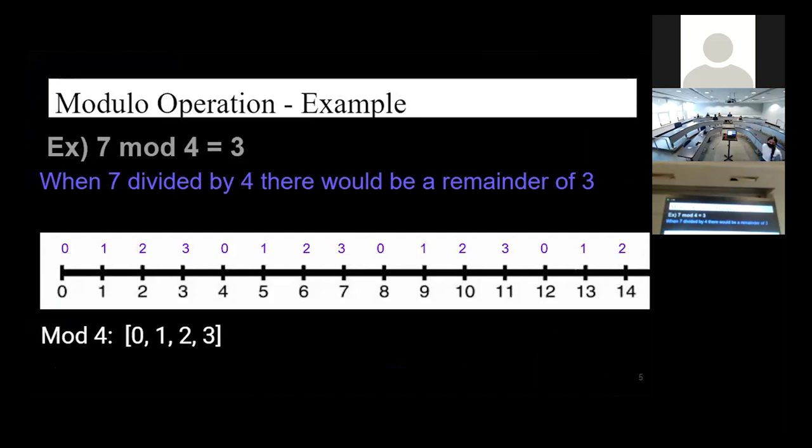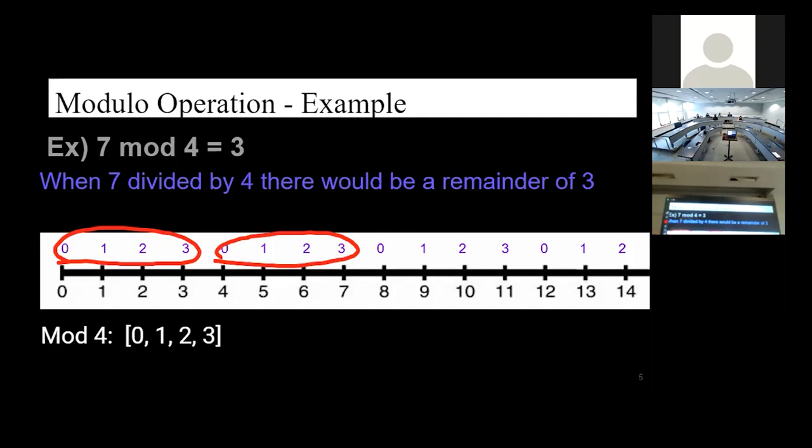To further see and understand it, we have integers 0 to 14 down here on this number line, and on top, this represents mod 4. As you can see, there's a pattern going on and it repeats. The reason we have 0, 1, 2, 3 is because, like I said before, the structure is A mod B with a remainder. B is our divisor, so in this setting we're dividing by 4.